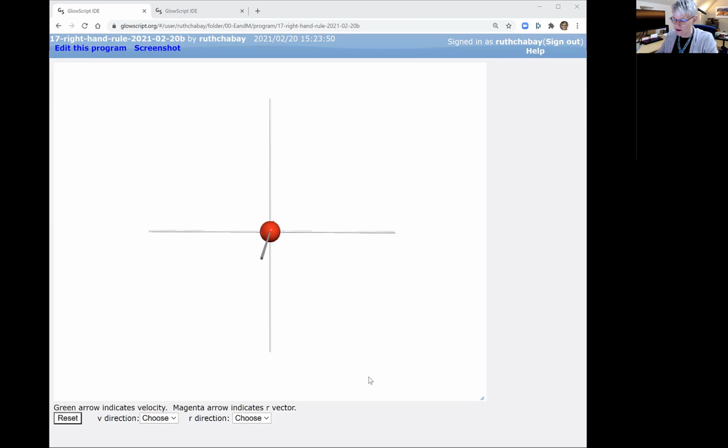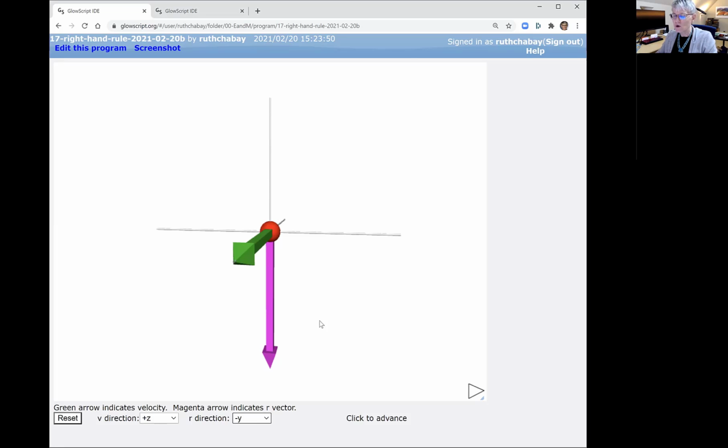So let's make the velocity in the plus z direction. So that's coming out toward us. And we're going to put the observation location on the negative y-axis, okay? So the proton is moving towards us. The observation location is in the negative y-axis.